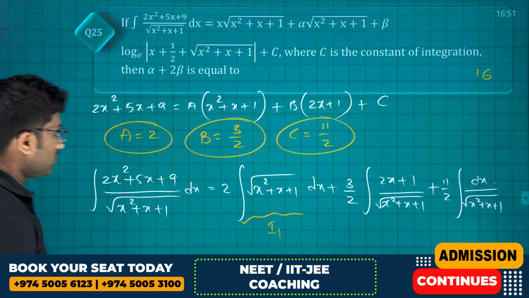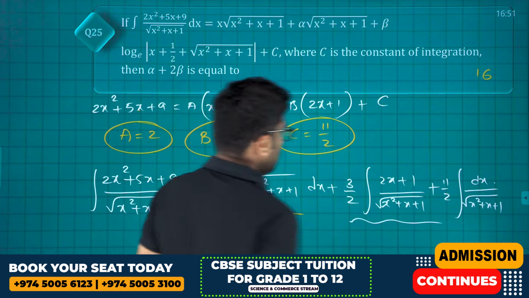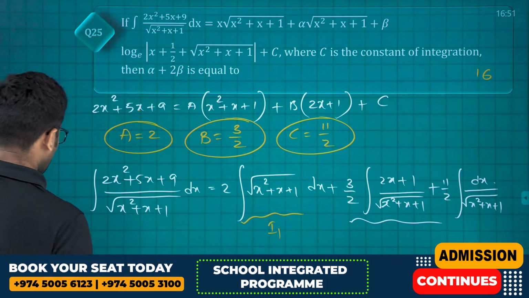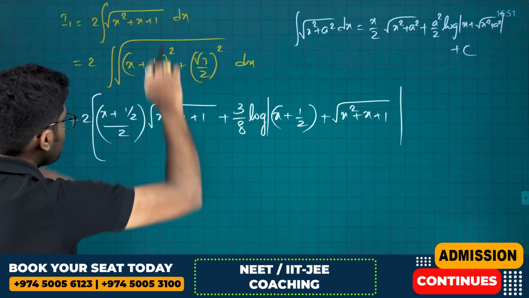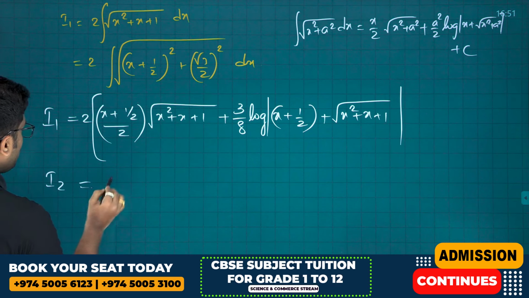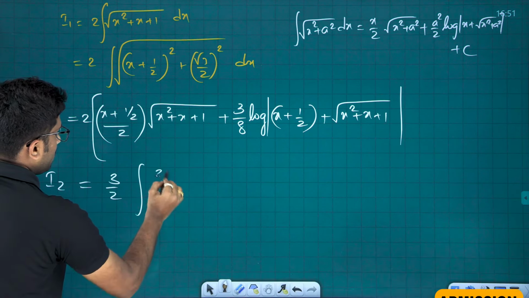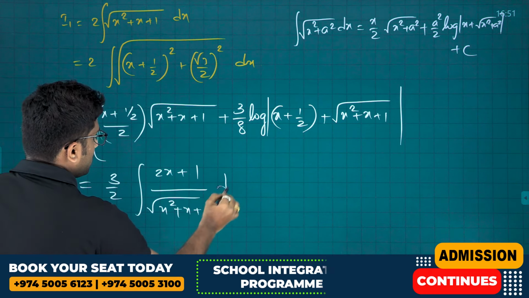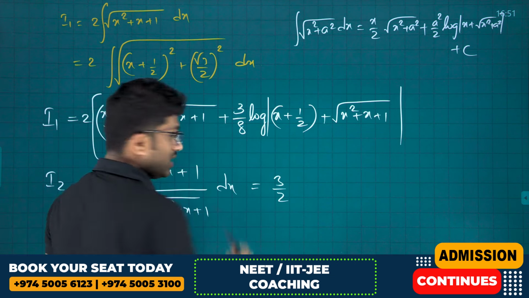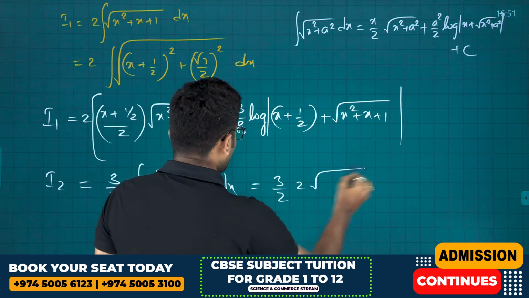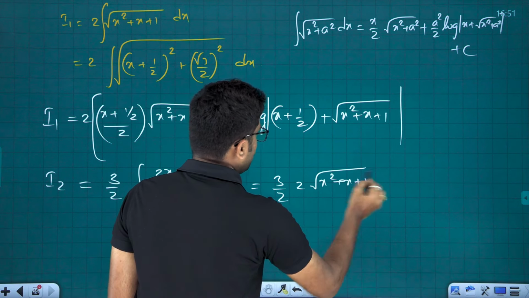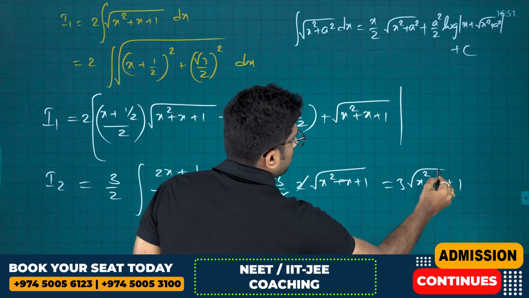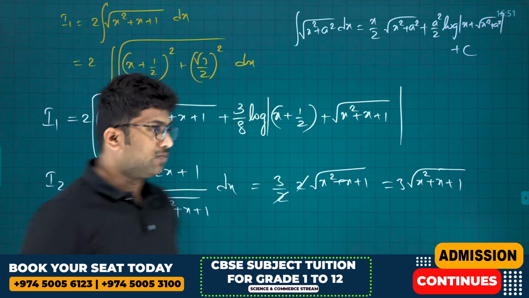Now let's focus on I2. I2 is simple, dx by root x. So I2 is equals to 3 by 2 times integral of 2x plus 1 divided by root over x square plus x plus 1 dx. So this is nothing but 3 by 2 times, dx by root x is 2 root x, 2 into root over x square plus x plus 1. So this is equals to 3 times root over x square plus x plus 1. All integral constants we'll put in the end.